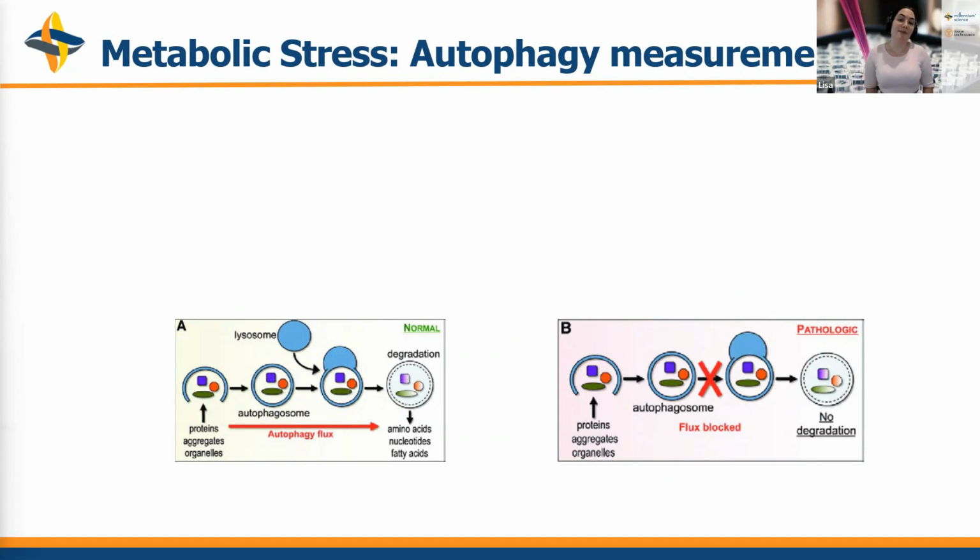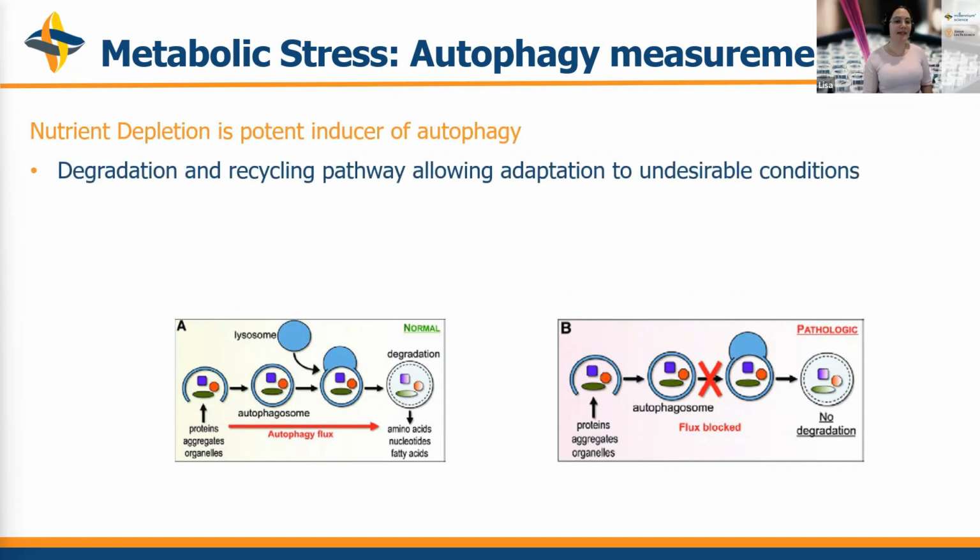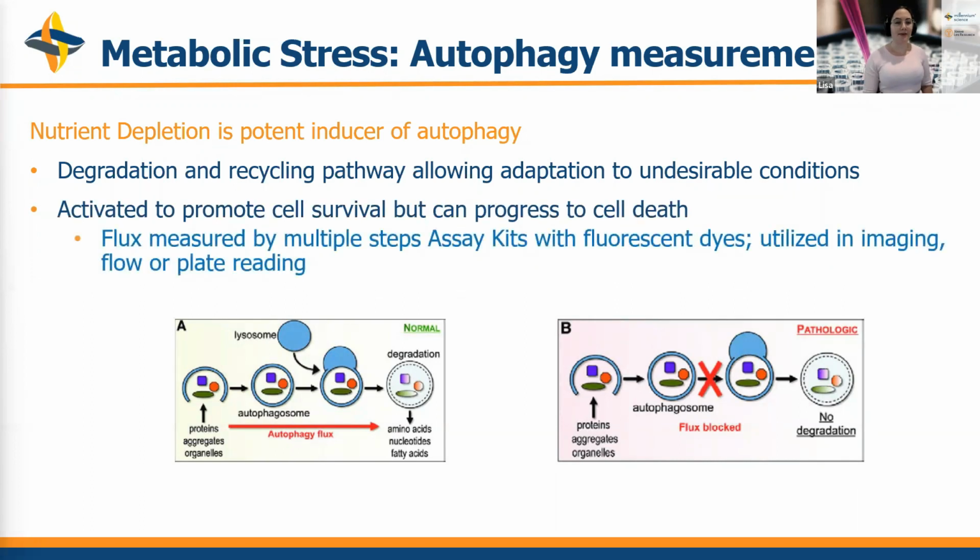Following on from your membrane potential, looking at metabolic stress and autophagy measurements is something that you can look at as well. Autophagy itself is a degradation and recycling pathway, and under undesirable conditions it allows the cells themselves to adapt, and so it allows them to promote cell survival, but ultimately it can lead to death. There are a number of strategies and kits available, from fluorescent dyes that can be used in imaging, flow, or plate reading when it comes to autophagy.